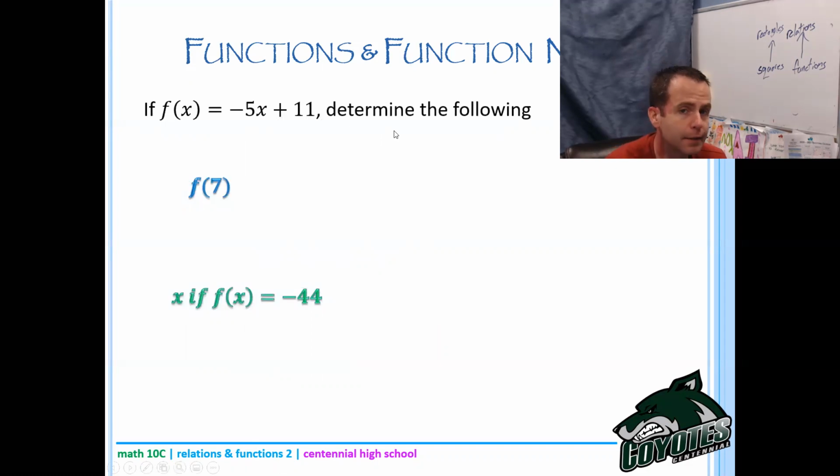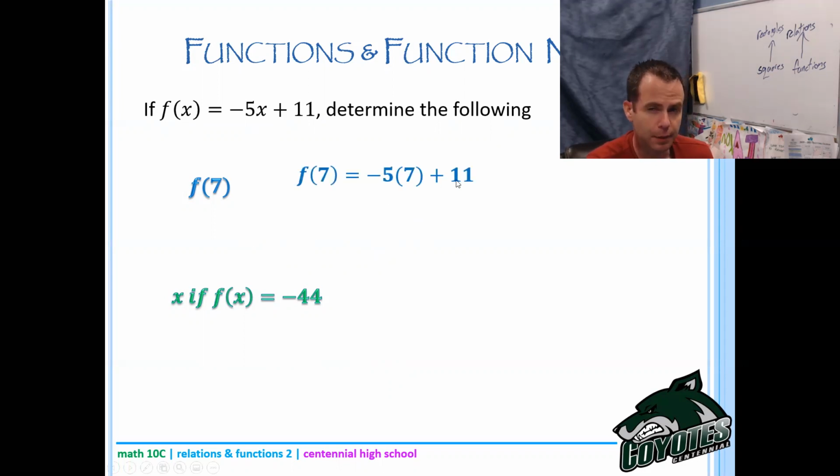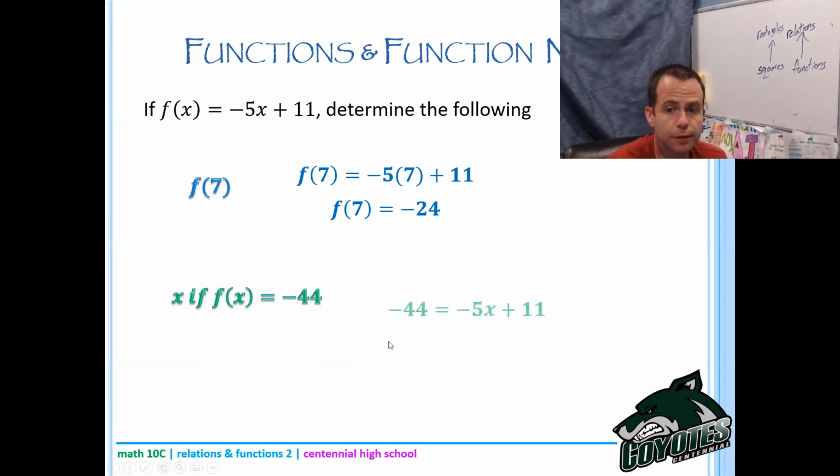So we're going to go f of 7, which means I'm going to replace x with 7. And I get -5 times 7 plus 11. -5 times 7 is -35. And when I add 11 to it, I get -24. Okay. And then determine x. If f of x is -44, again, that's the same sort of setup where I'm going to replace all of f of x with -44. So I get -44 equals -5x plus 11, and I need to algebraically solve for x. So I'm going to subtract 11 from both sides, and I'm going to divide both sides by -5, and that would give me x equals 11. Okay.